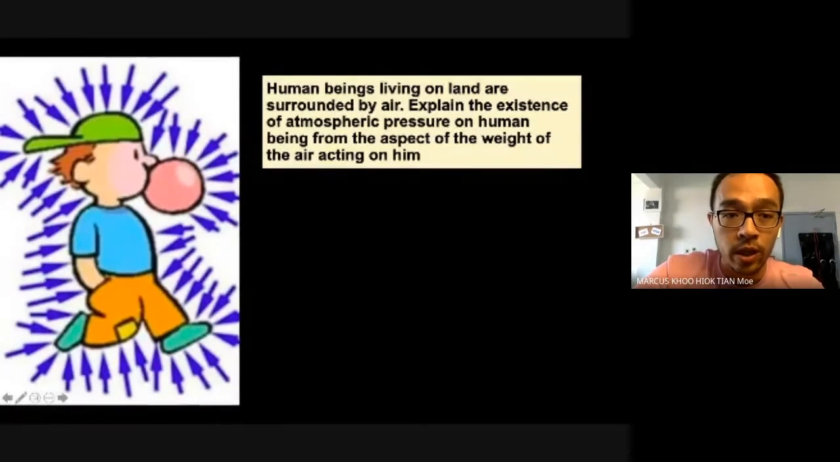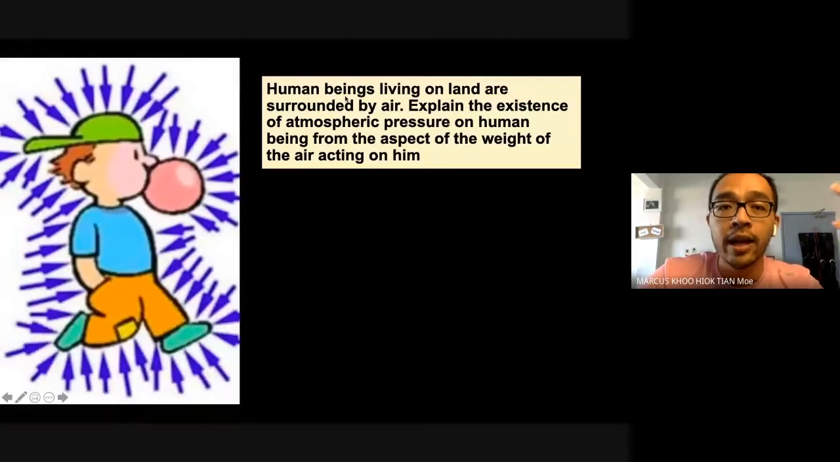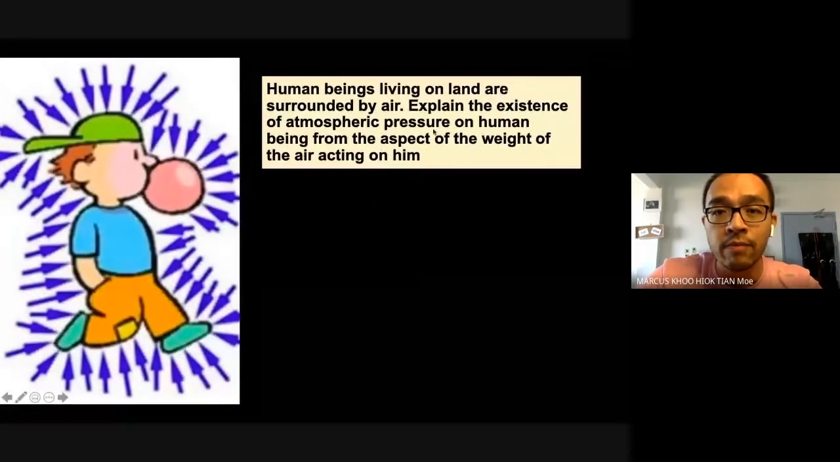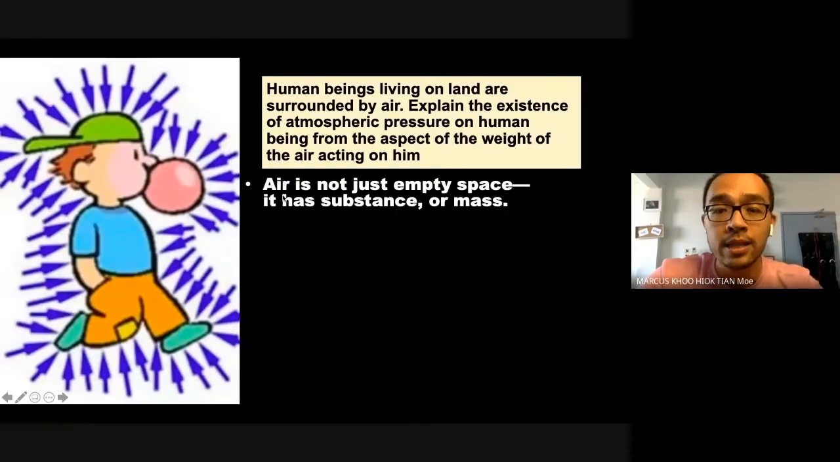Okay, in this situation. So as I said just now, human beings living on land are surrounded by air. We are always surrounded by air. We never think about this. Since we were born, we already see this. Explain the existence of atmospheric pressure on human beings from the aspect of weight of air acting on him. Yeah, so air is not just empty space.